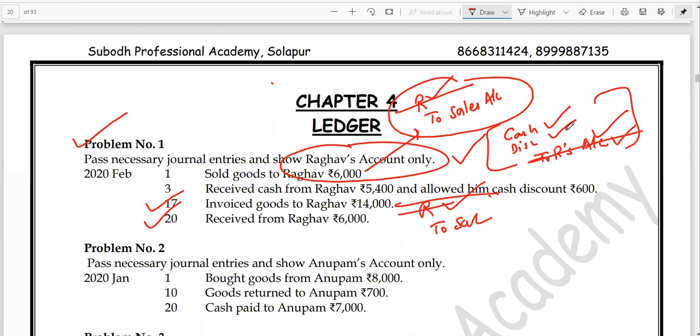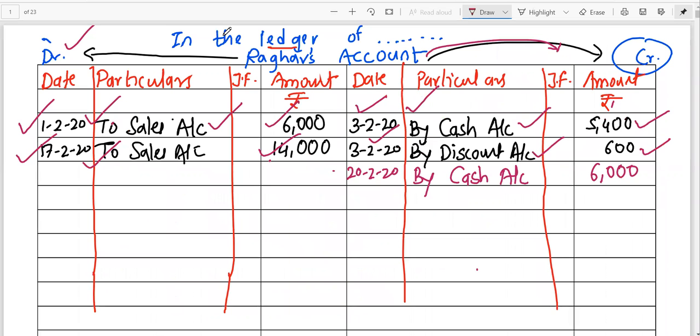Received from Raghav rupees 6,000. We have received from Raghav. That means cash account debit to Raghav's account. Cash account debit 6,000 to Raghav's account 6,000. In this entry, we have credited Raghav's account with 6,000.